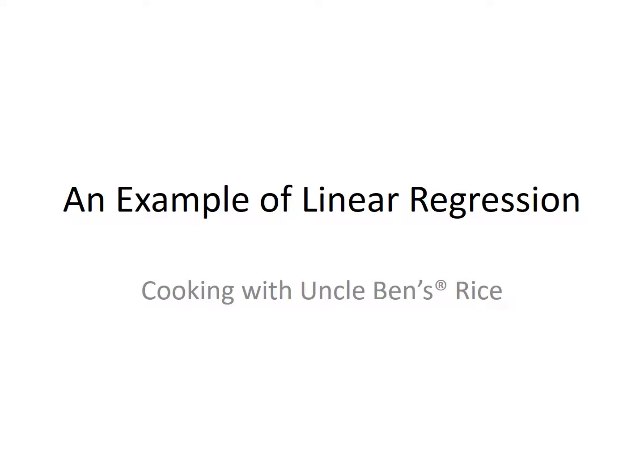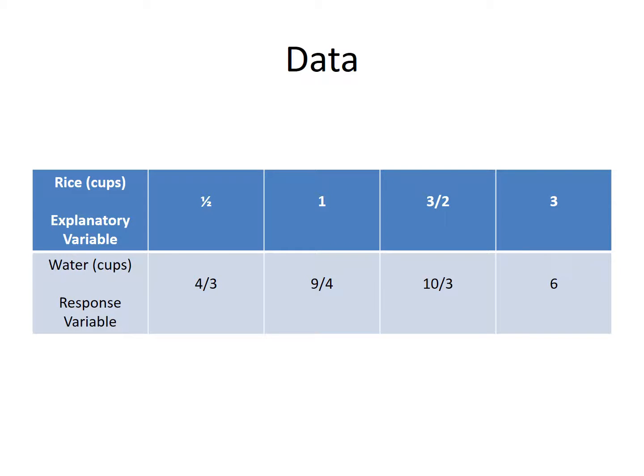An example of linear regression, cooking with Uncle Ben's rice. Here is the data from Uncle Ben's rice that usually appears on their packaging. We see here that half a cup of rice requires 4/3 of a cup of water. 1 cup of rice requires 9/4 cups of water. 3/2 cups of rice requires 10/3 cups of water, and 3 cups of rice would require 6 cups of water.